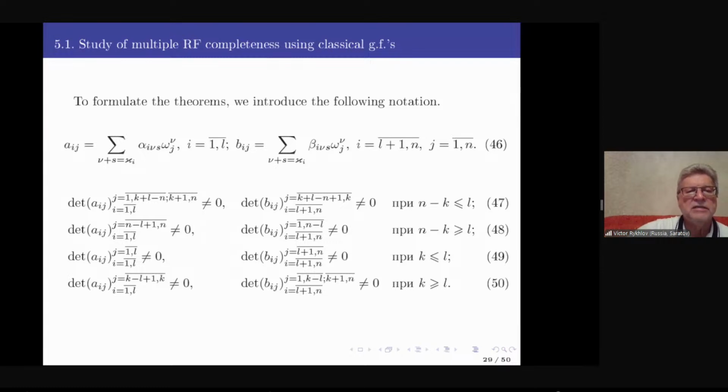The study of multiple root function completeness using classical generating functions. To formulate the theorems, we introduce the following notations: 46, 47, 48, 49, 50.